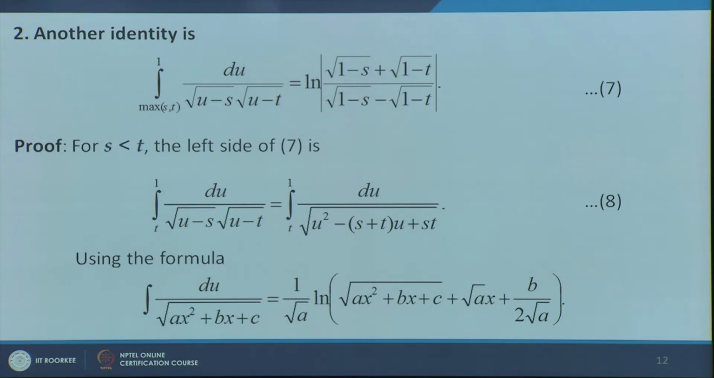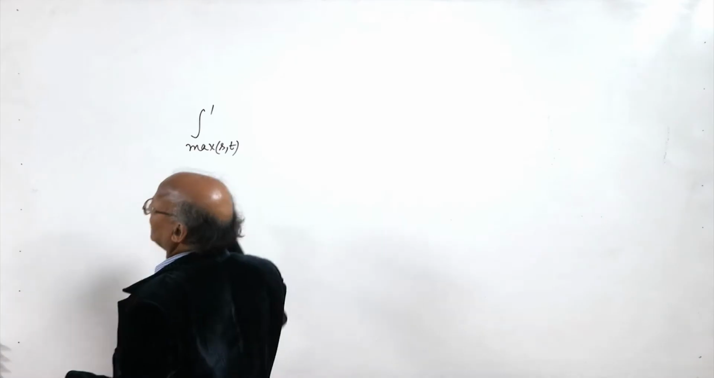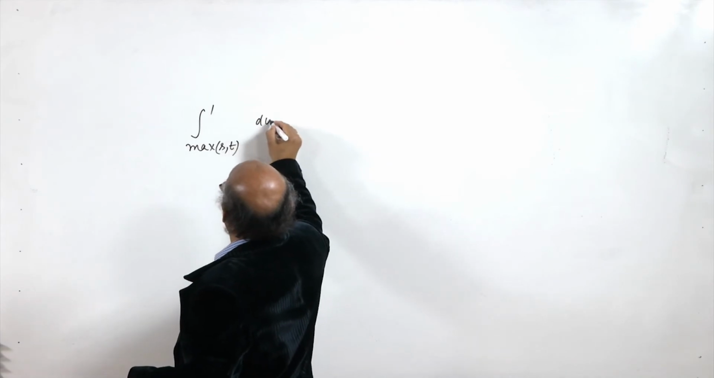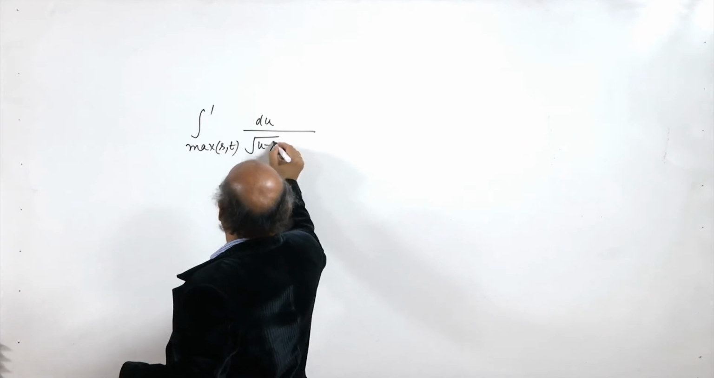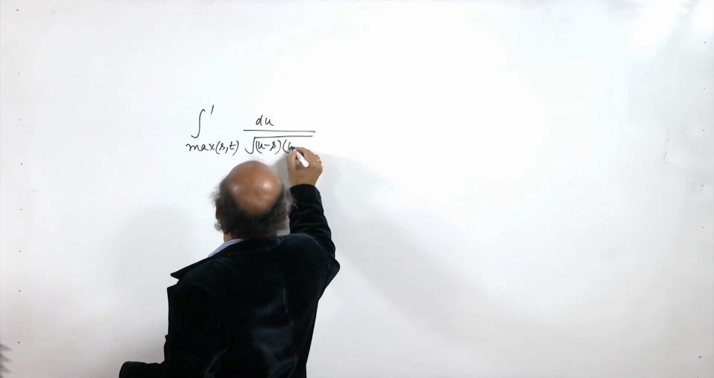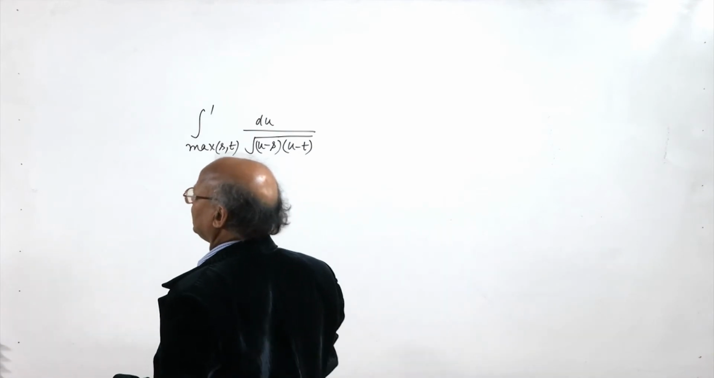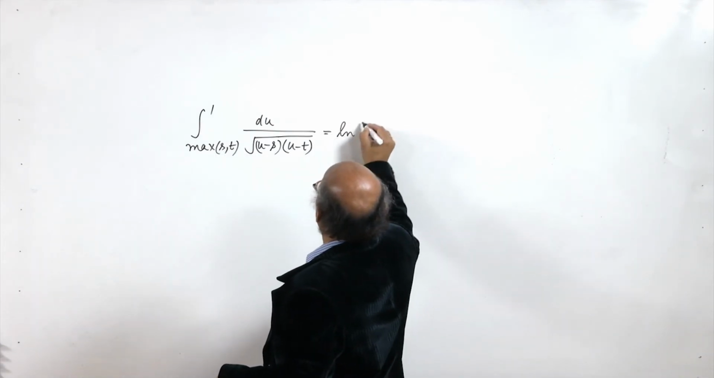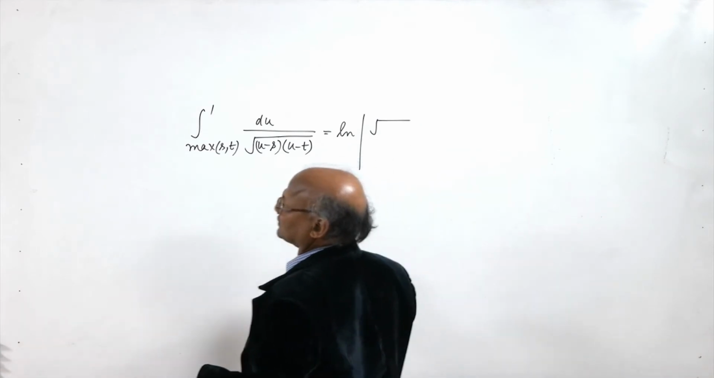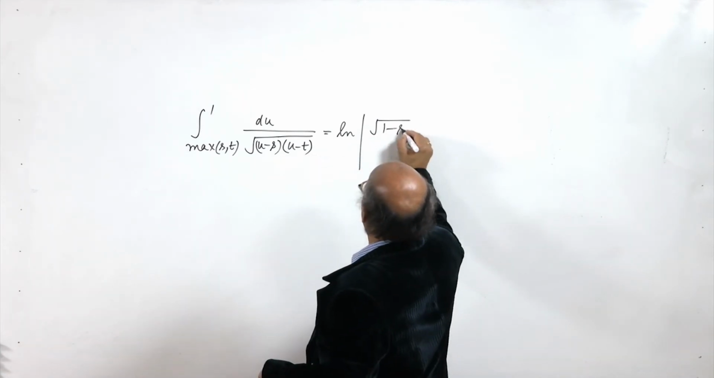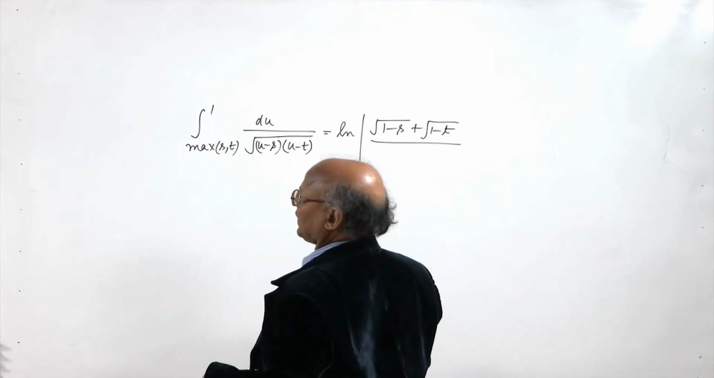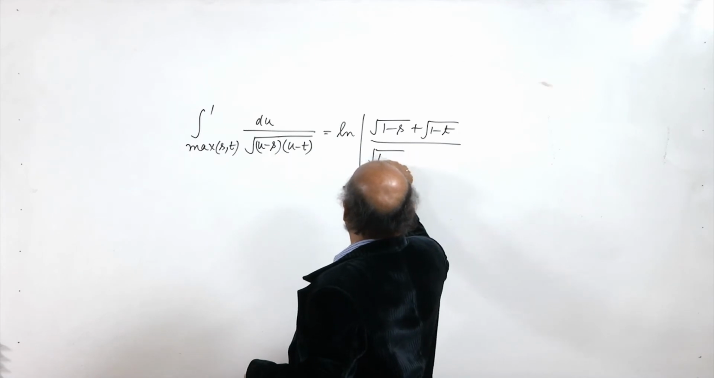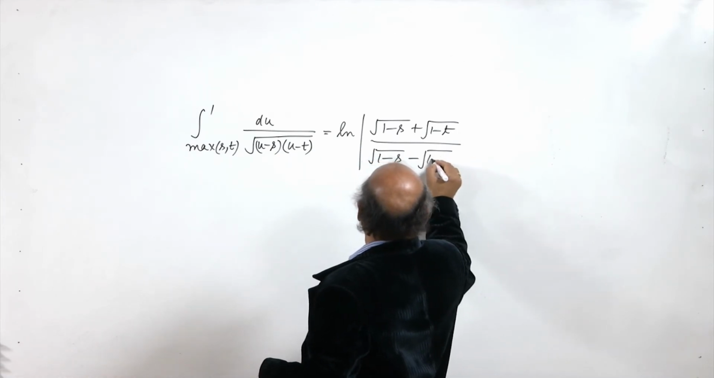So the integral du upon square root (u minus s) into (u minus t). We want to prove that it is ln mod of (square root 1 minus s plus square root 1 minus t) divided by (square root 1 minus s minus square root 1 minus t).